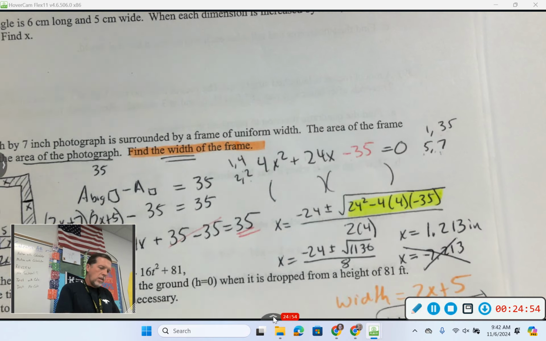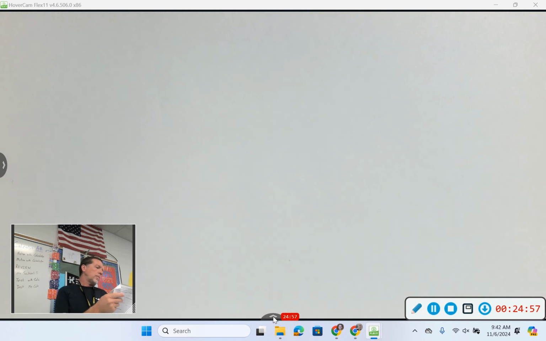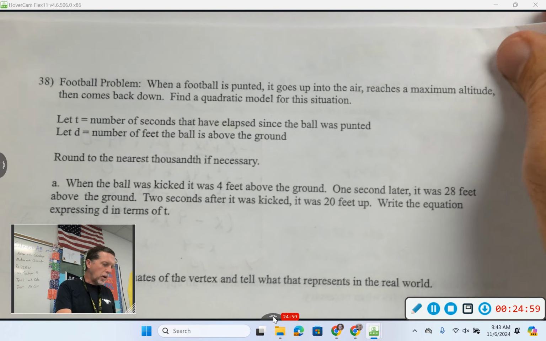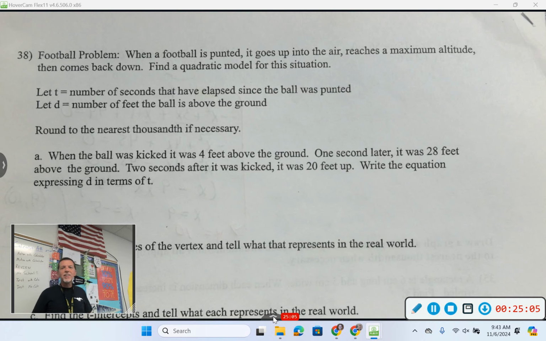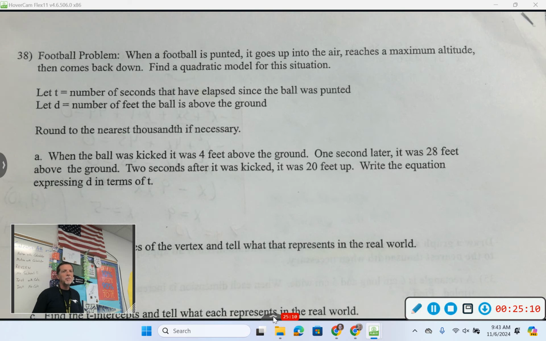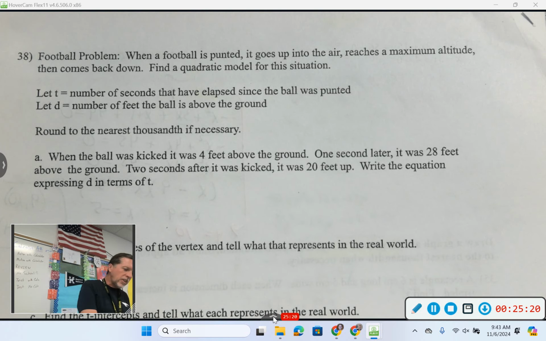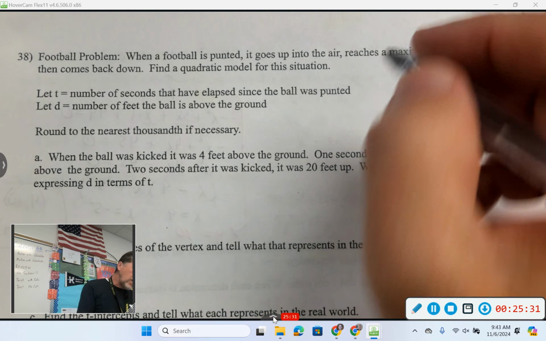$38. Football problem. When a football is punted, it goes up into the air. Yep, that's how punts work. Reaches a maximum altitude and then comes back down. Yep. I don't know if that was all necessary, but just in case, find a quadratic model for this situation. Let t be the number of seconds and d be the feet the ball is above the ground. Round to the nearest thousandth if necessary. When the ball was kicked, it was 4 feet above the ground.